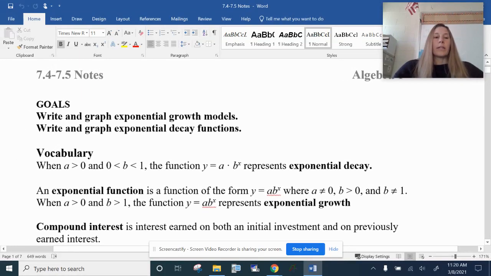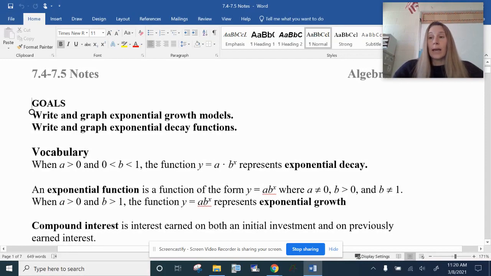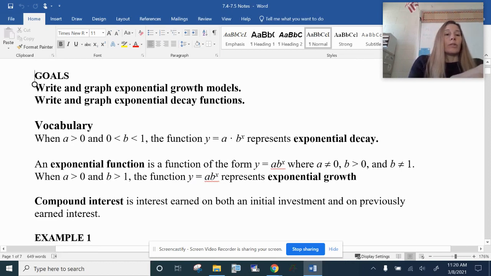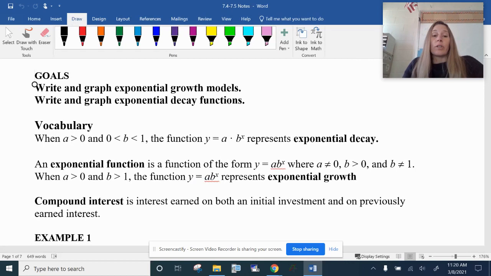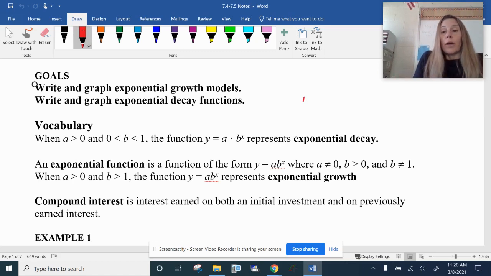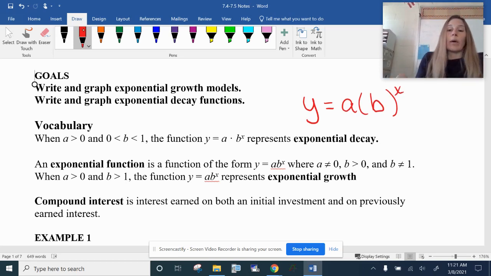So we're going to be starting today's lesson on writing and graphing exponential growth and decay functions. Just to review, what does an exponential decay or growth function look like as far as the function rule or model is concerned? So the general rule for this equation is y equals a times b to the x power.